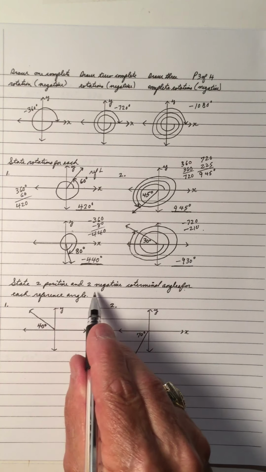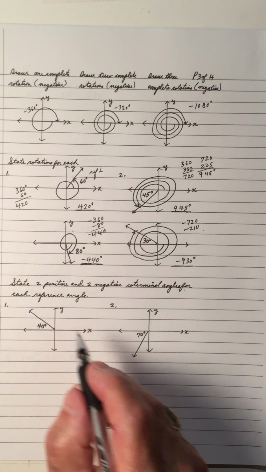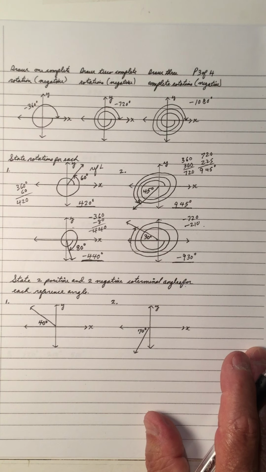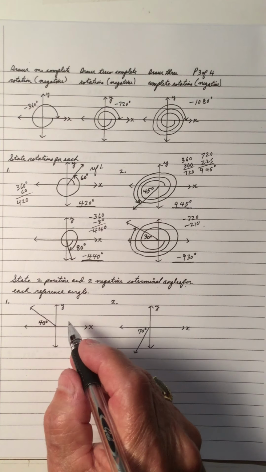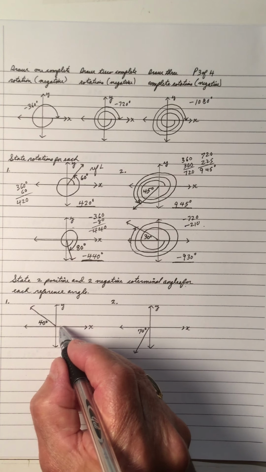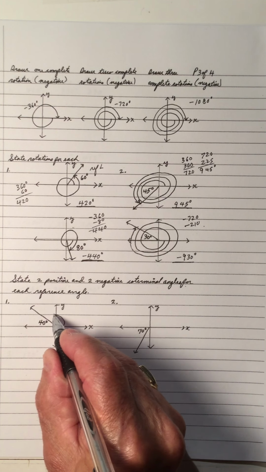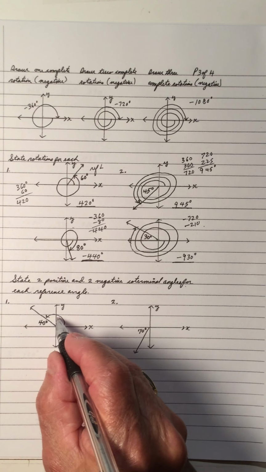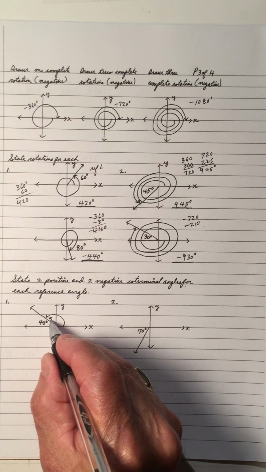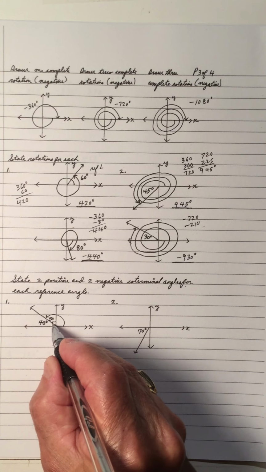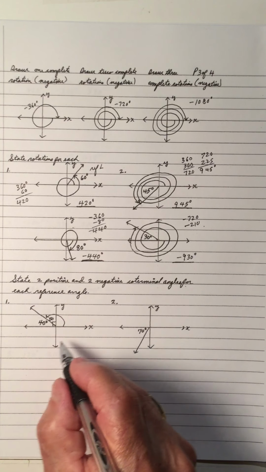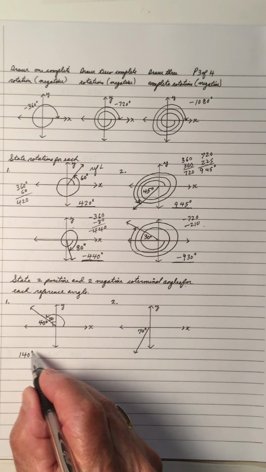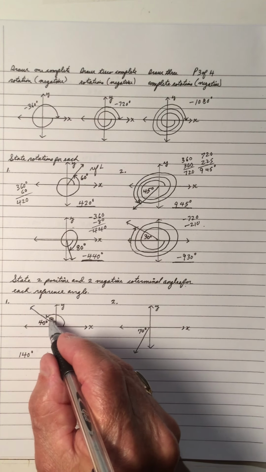State two positive and two negative coterminal angles for each reference angle. And again, if you want to pause your video and work these out before I do, go ahead. I want two positive ones. So the first one that's going to be positive is this one. If that's 40, then this must be, again, that's a 50, because it's 90 degrees right here. So 90 plus 50, one of them is that rotation.